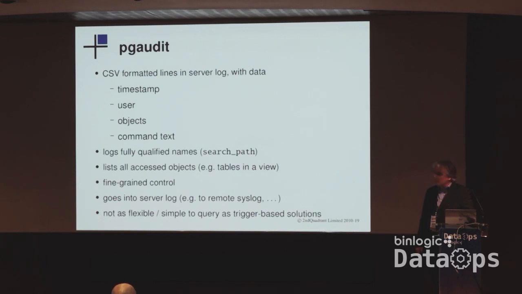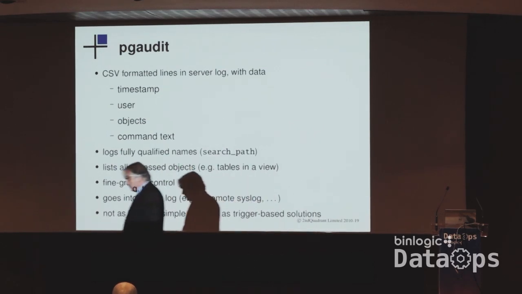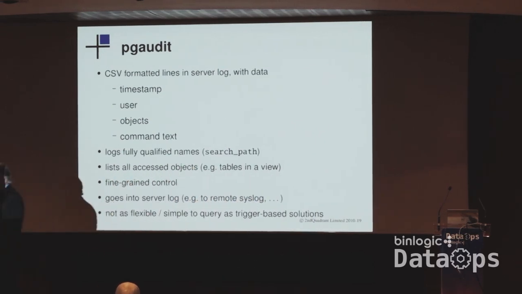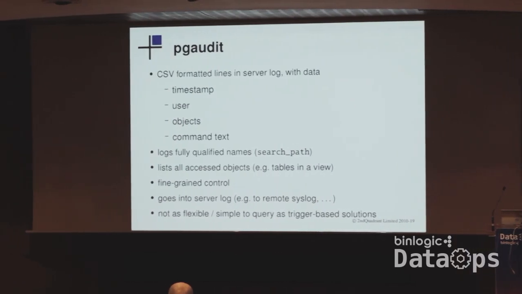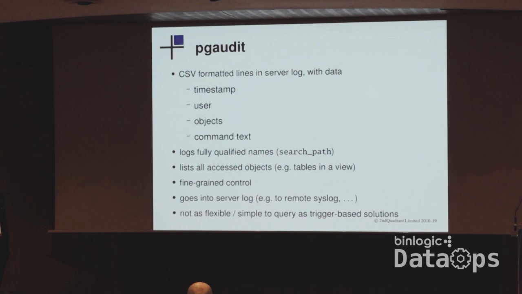So, PG Audit, what is this? PG Audit is an extension that logs things happening in your server to a format which is a bit like CSV. The attempt of PG Audit is to improve the logging capabilities of Postgres. Alone, it cannot do everything because an extension is not allowed to do everything. It can do many things, but not everything.